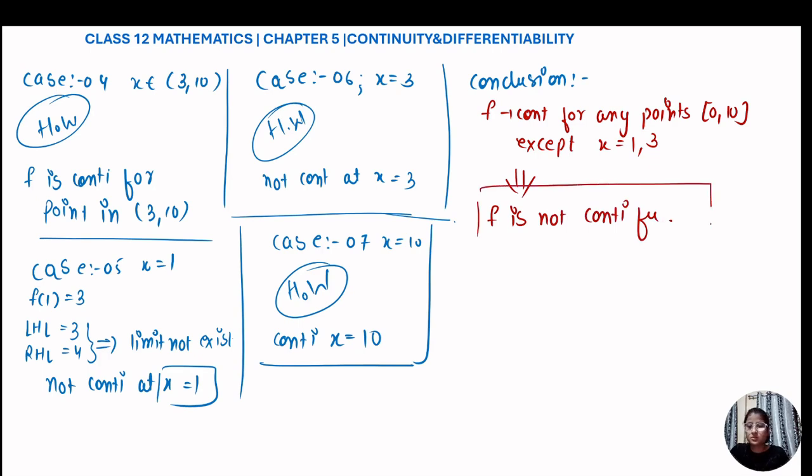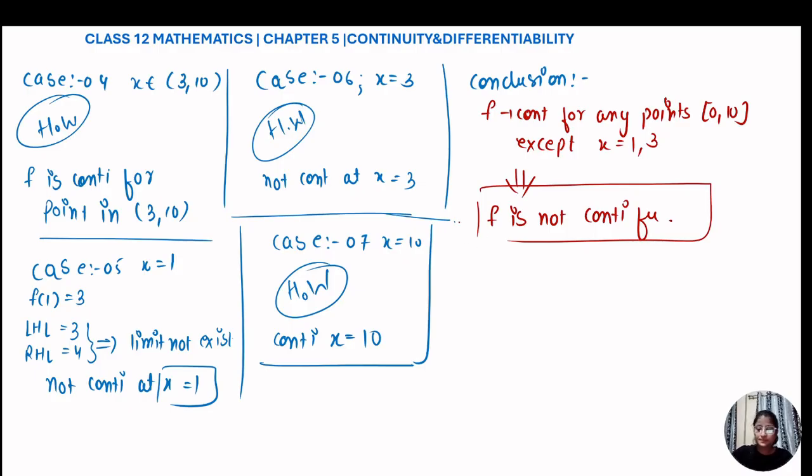Okay, this is not a continuous function is our conclusion, and another conclusion is that it is continuous at all points in the closed interval 0 to 10 except the points x equals 1 and 3. So we are done with our part, what we have to do in the question. But all this is the theoretical part. I know you can easily do it by yourself, but let me try to explain this question in a simple way.